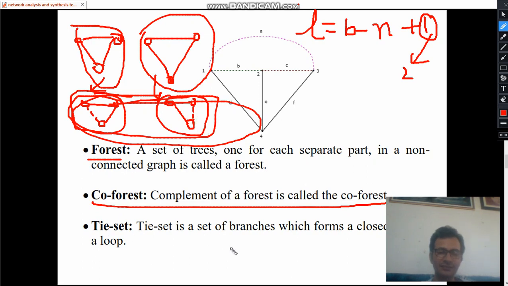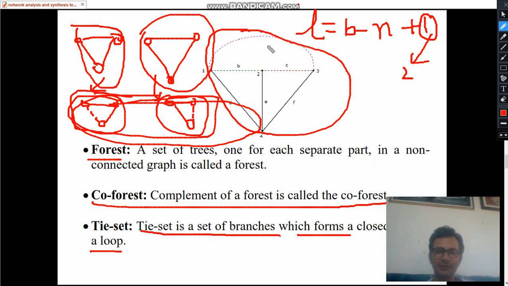Now next is tie set. What is tie set? Tie set is a set of branches which form a closed path or a loop. For example, if we consider this particular graph and let us consider this closed path, the set of these three branches, this and this, will be a tie set. Similarly, if we consider this closed path, the set of these three branches, this and this, they will constitute a tie set.